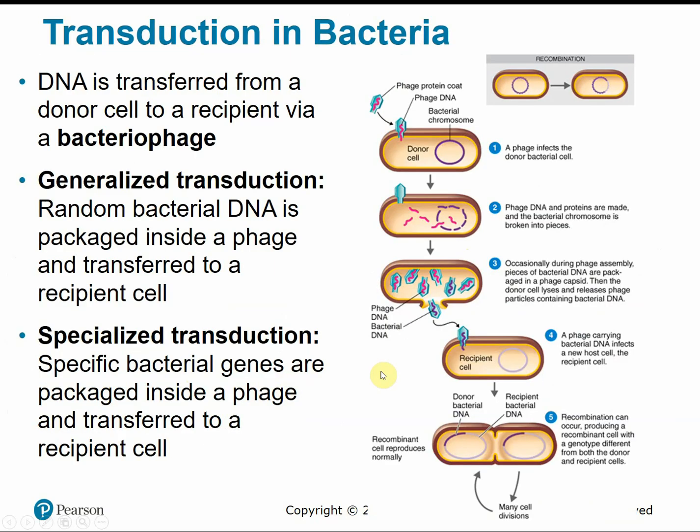Transduction in bacteria is when DNA is transferred from a donor cell to a recipient cell via a bacteriophage or a virus. So instead of the cell picking up random DNA right off the street on its own, we have foreign DNA delivered via a virus vector. So these phages or bacterial viruses use bacterial cell enzymes to synthesize and package their own virus proteins in DNA.